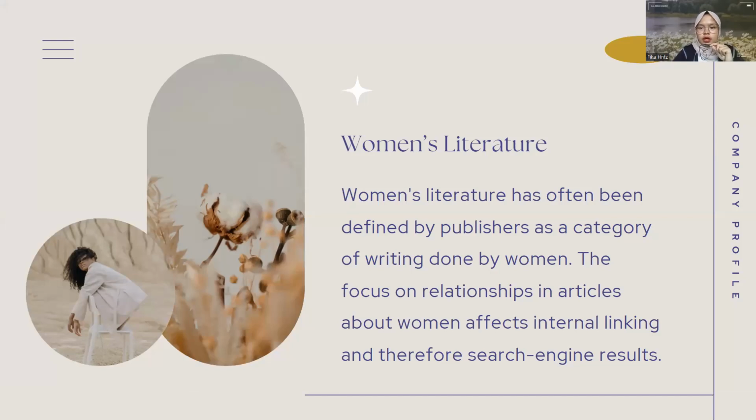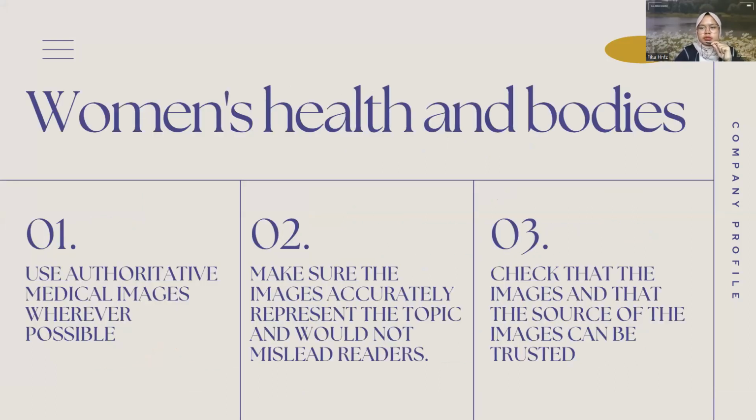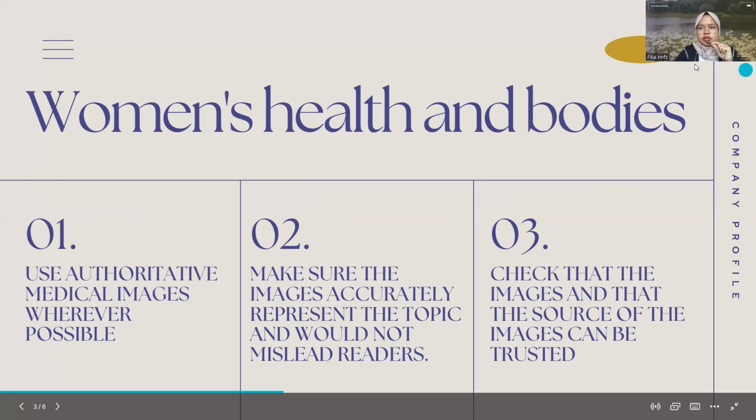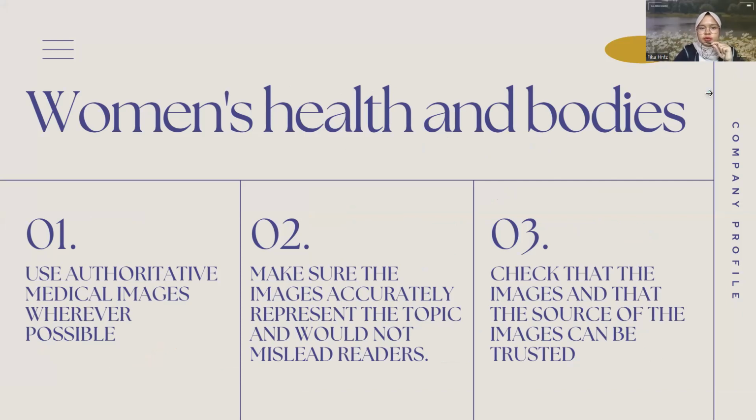Women literature has often been defined by publishers as a category of writing done by a woman. The focus on relationships in articles about women affects internal linking and therefore search engine results. Usually, women literature is all about women, women who write about women, and usually it has a structure for how to write about women.